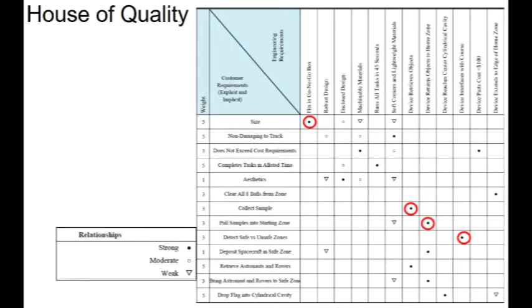These 5 tasks are incorporated in the House of Quality. The strongest relationships on the House of Quality are between the specific tasks and the kind of mechanisms needed to complete those tasks. One important negative correlation is between the requirement of fitting in the go-no-go box and reaching the center of the cylindrical cavity.